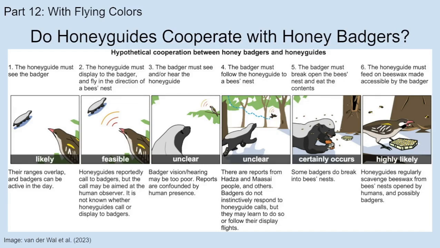So first of all, they considered whether or not this behavior can plausibly happen. This is what the figure here is showing. What are the steps that are required for such an interaction to happen between a honey guide and a honey badger? So first of all, the honey guide must be able to see honey badgers around during the day. And I say during the day because honey guides are diurnal animals. They're only active during the day. And in the past, some people have said, oh, well, honey badgers are nocturnal, so they never run into honey guides, so this behavior is bogus.